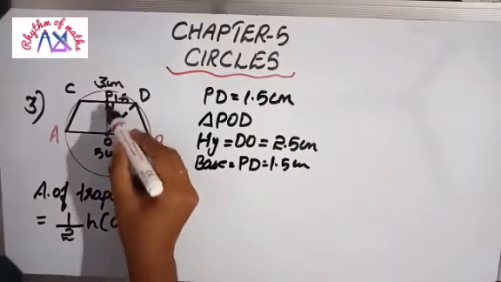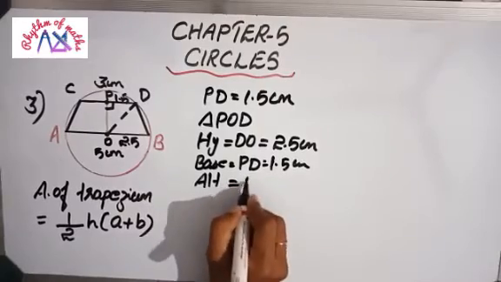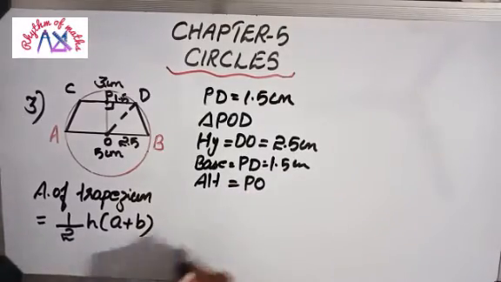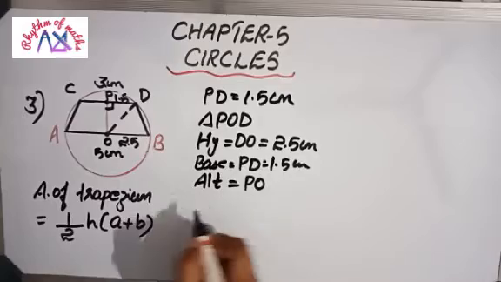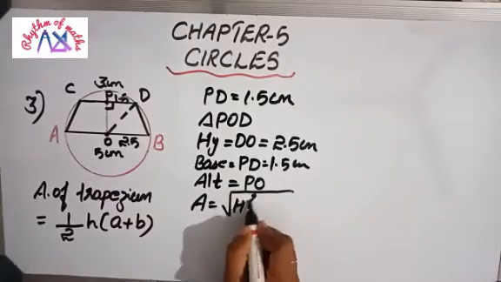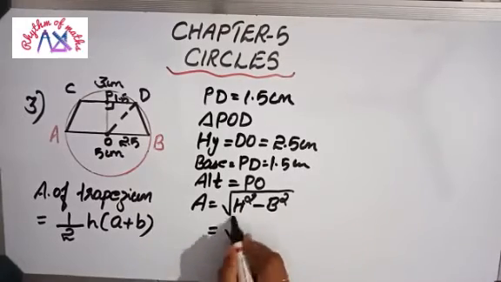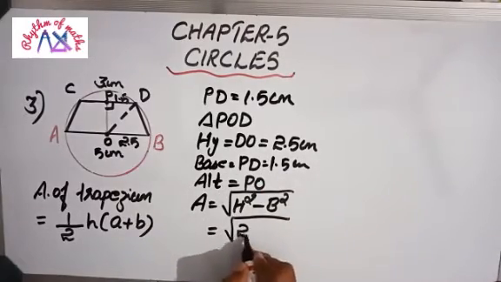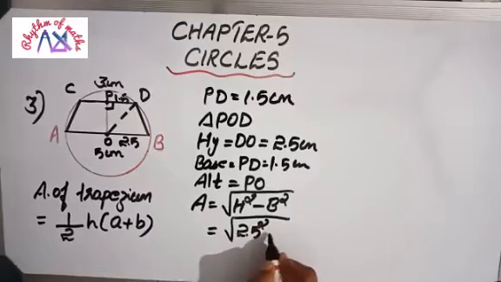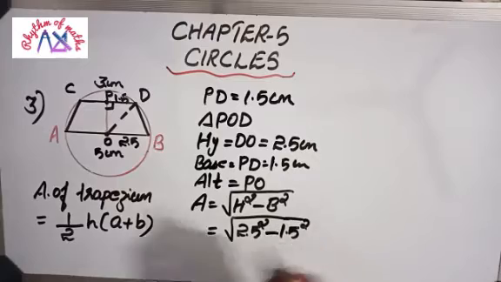Now what we need to find? This PO we need to find, which we can consider as the altitude. So what is the equation? Altitude is equal to the root of hypotenuse square minus base square. Here the hypotenuse is 2.5, so 2.5 square minus the base 1.5 square.